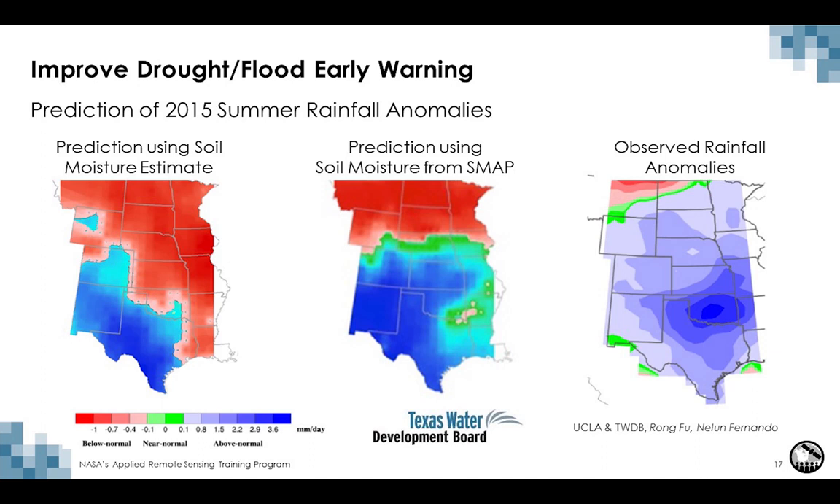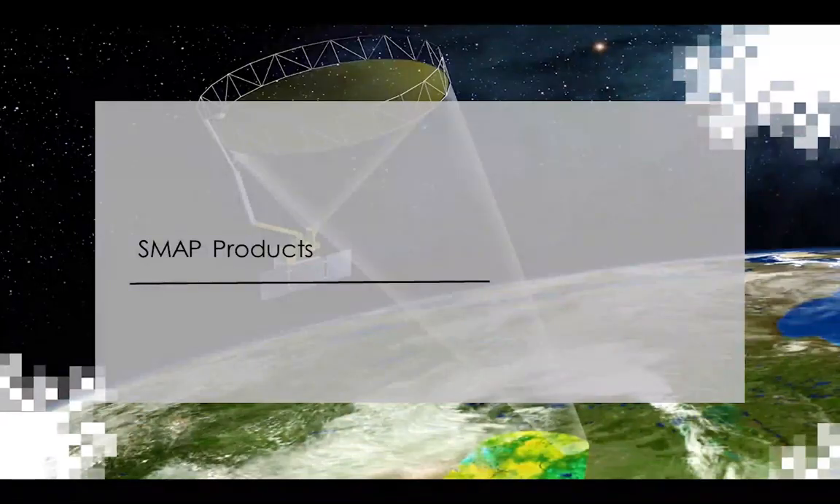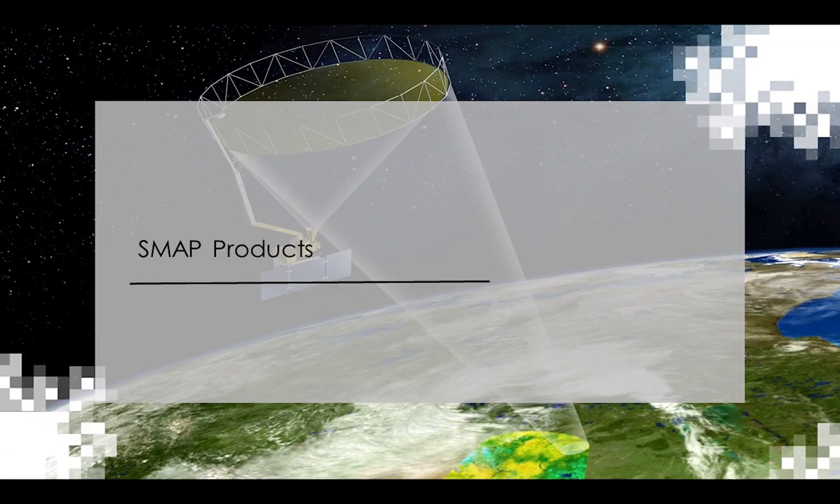And what you're seeing on the far left are predictions using soil moisture estimates from a model. The image in the middle are predictions using soil moisture from SMAP. And then the one on the right are the actual observed rainfall anomalies. So you can see that the predictions that used soil moisture from SMAP match the observed anomalies much better than the predictions using soil moisture estimates from a model. In the next couple of charts, I'll talk about the SMAP products.